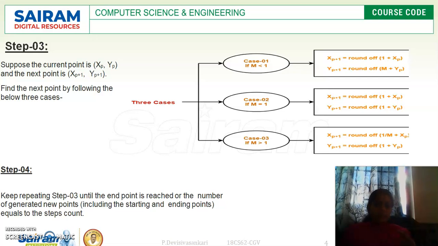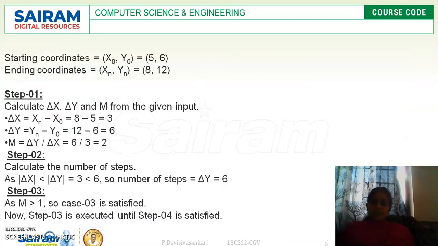So in the second step we would have got the number of steps, meaning the number of intermediate points that we have to find, right? So until then we have to keep on repeating the steps, right? So let us see one example.